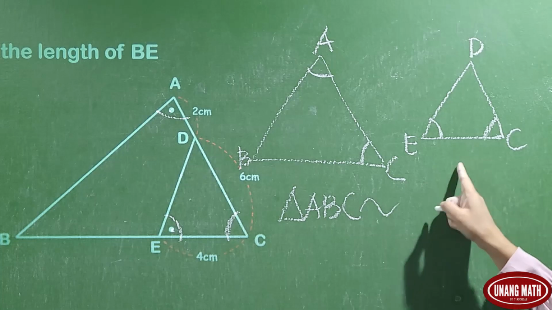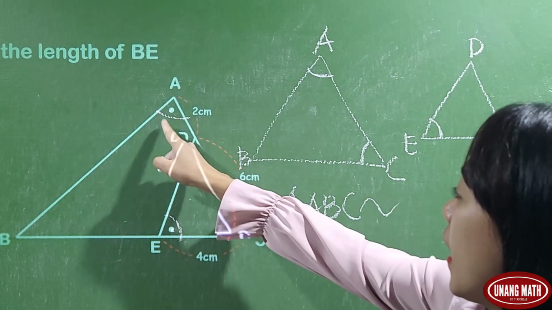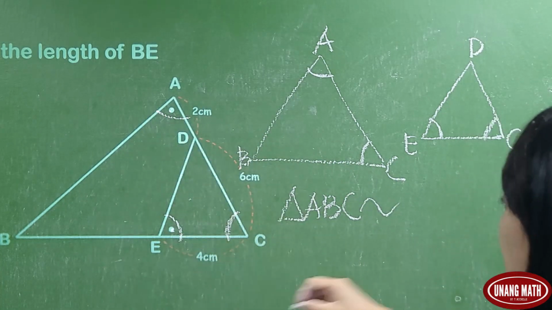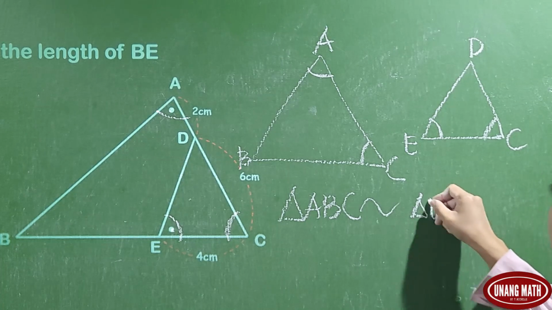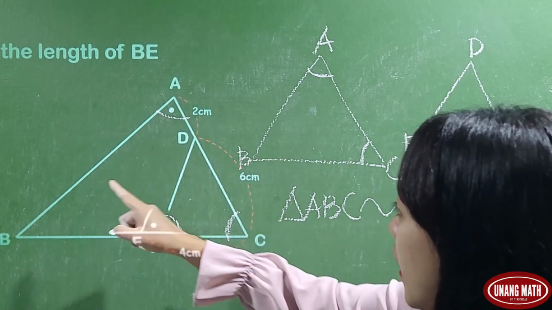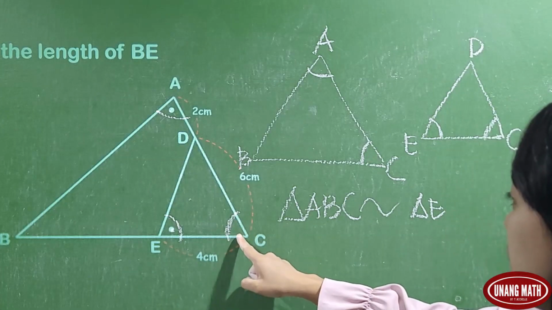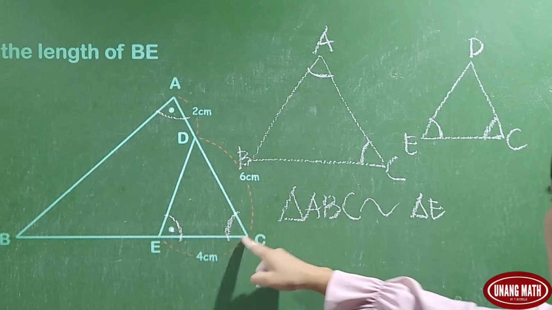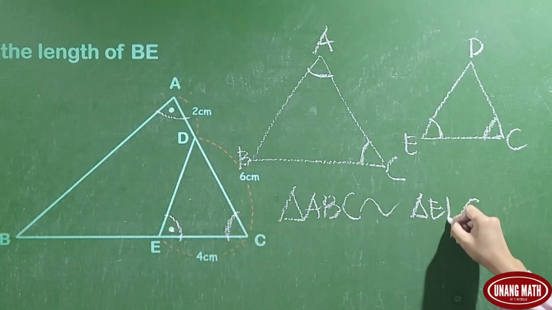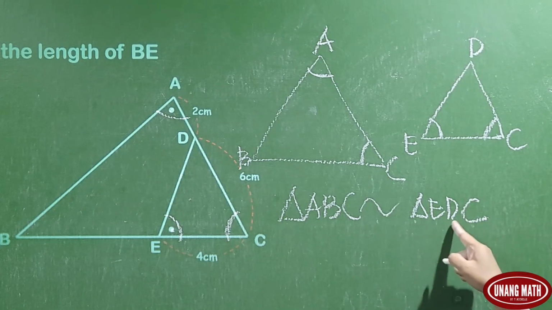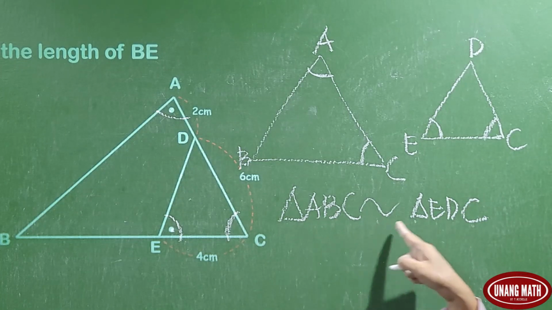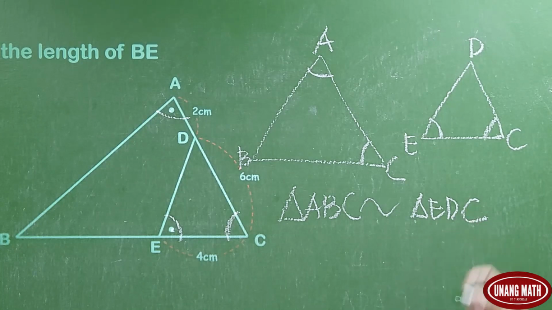Okay, to name this triangle, A corresponds to E, and this is C, so this is C. So this is now D. So triangle ABC is similar to triangle EDC.